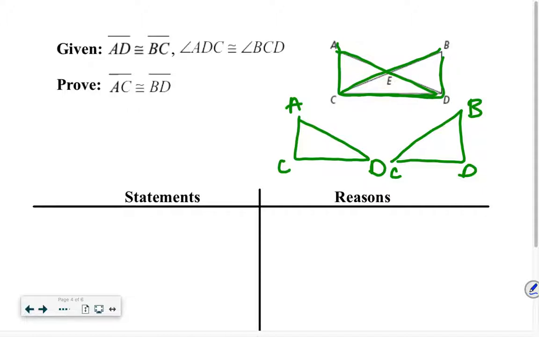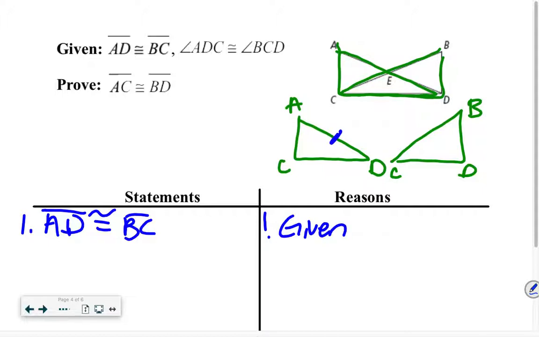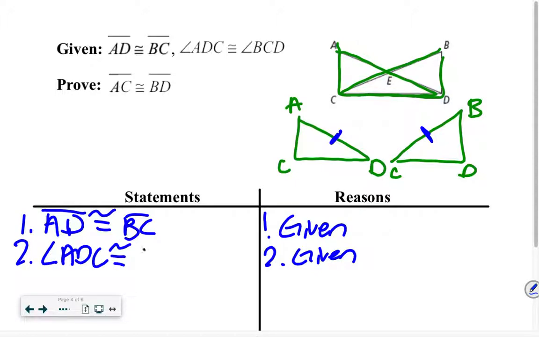Okay, ready? What's the first thing I can say? AD is congruent to BC. Why? Given. And mark it, AD, BC. Angle ADC is congruent to angle BCD. Why? Given. Mark it in your picture, ADC and BCD.